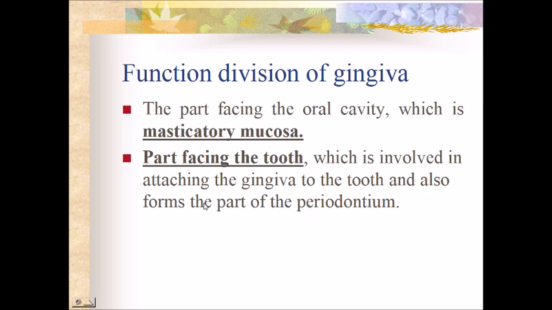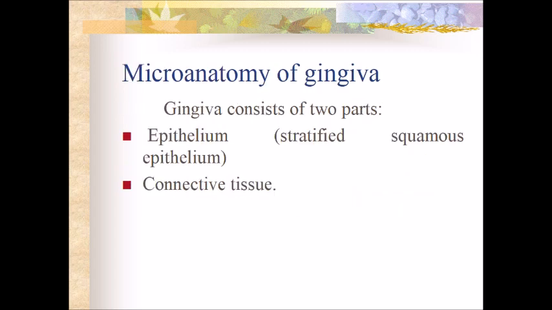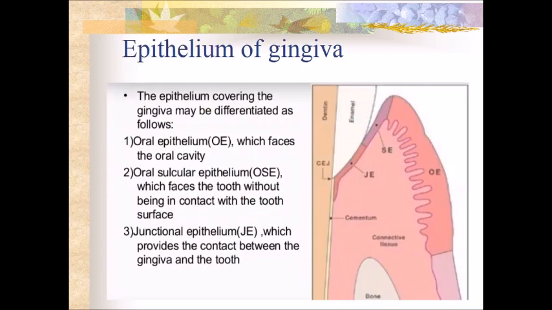Functional division of gingiva. The part facing the oral cavity, which is masticatory mucosa, and the part facing the tooth, which is involved in attaching the gingiva to the tooth and also forms part of the periodontium. Now coming on to the microanatomy of the gingiva. Gingiva consists of two parts: epithelium, that is stratified squamous epithelium, and the connective tissue part.